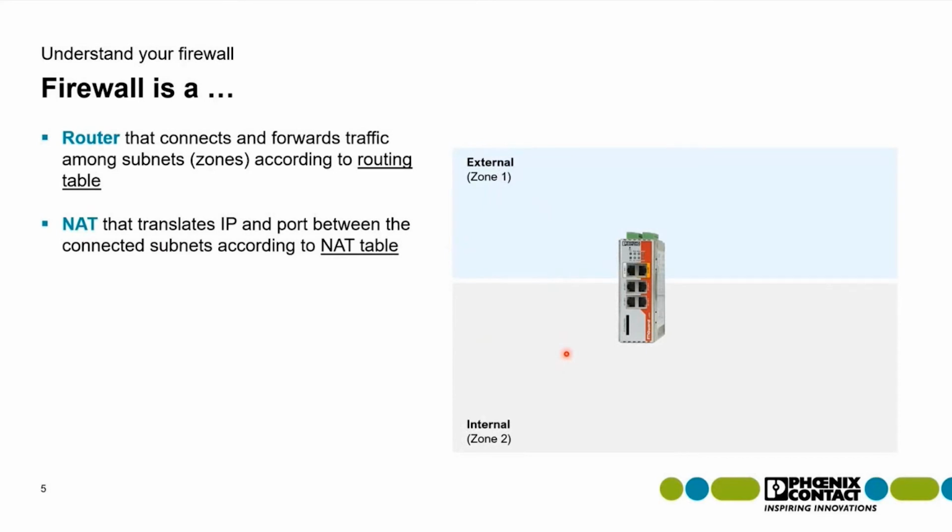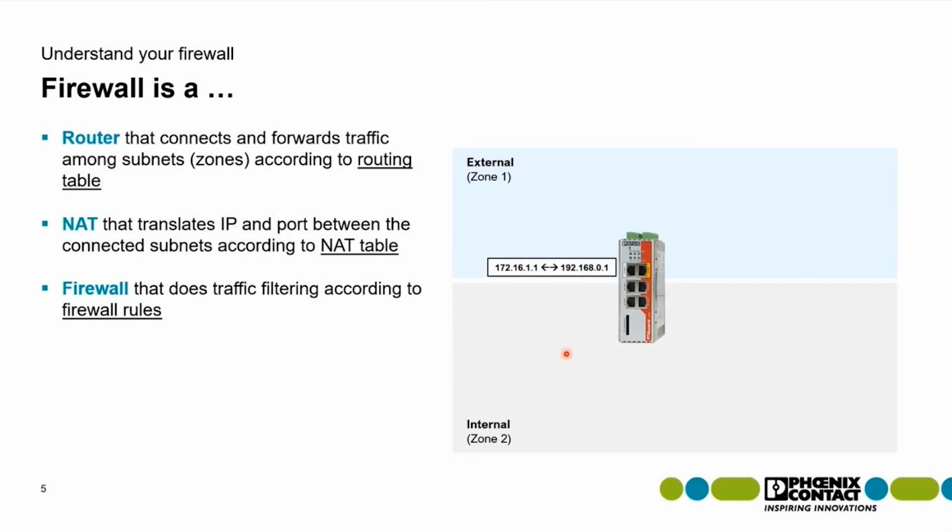The second, now firewalls always come with a feature called NAT, the network address translation. The network address translation can translate the IP address between the two different subnets according to the NAT table. Of course, the firewall does traffic filtering according to firewall rules.